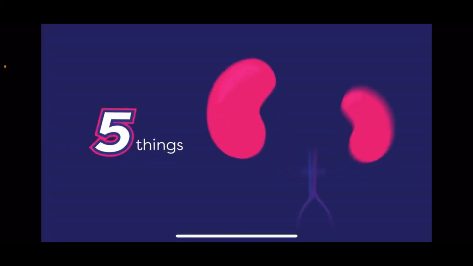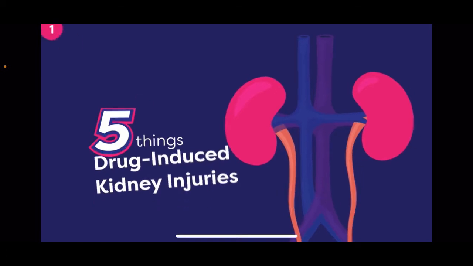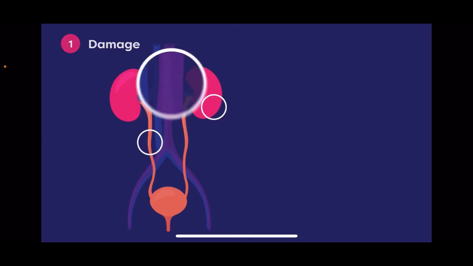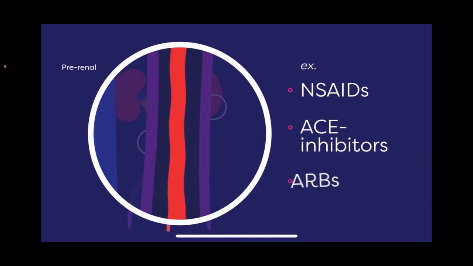Here are 5 things healthcare professionals should know about drug-induced kidney injuries. First, there are 3 main ways that drugs damage kidneys. Some drugs decrease how much blood flows to the kidneys. Examples include NSAIDs, ACE inhibitors, and ARBs.